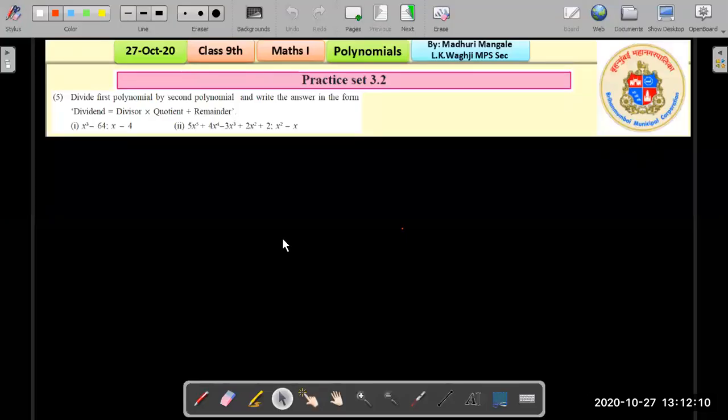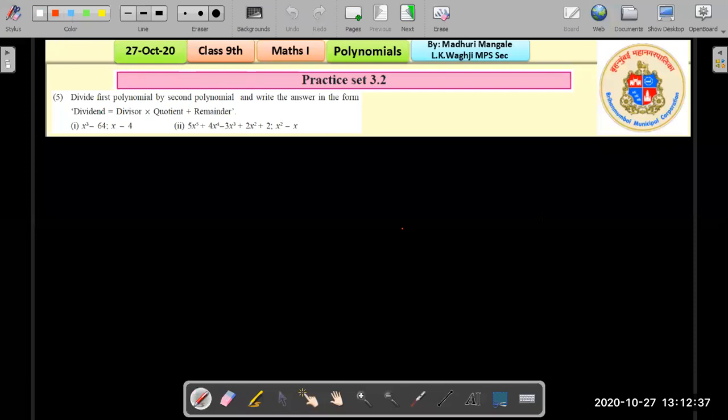So we continue with practice set 3.2. Question number 5. From there we will continue today. The question says divide first polynomial by second polynomial and write the answer in the form dividend equals divisor times quotient plus remainder. Now this is a very standard formula and we can quickly check how it satisfies by a simple example.